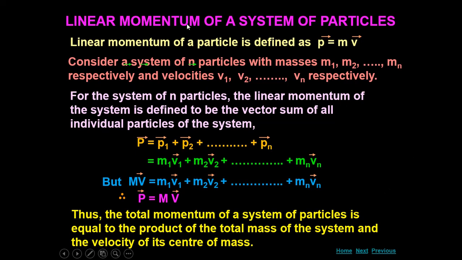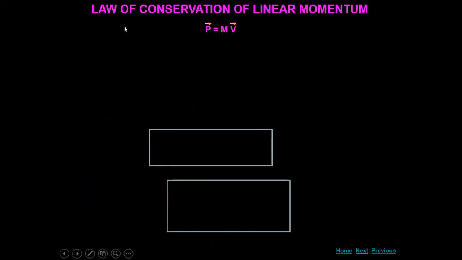So this is all about the linear momentum of system of particles. Finally, we come to the conclusion. So total linear momentum of the system of particles is equal to the product of the total mass of the system, M, and the velocity of its center of mass, v, the velocity of the center of mass of the system. This is the conclusion. Then we go to the law of conservation of linear momentum.